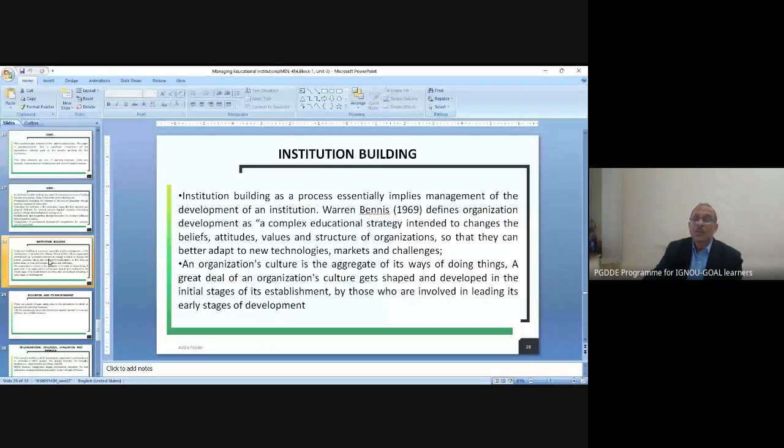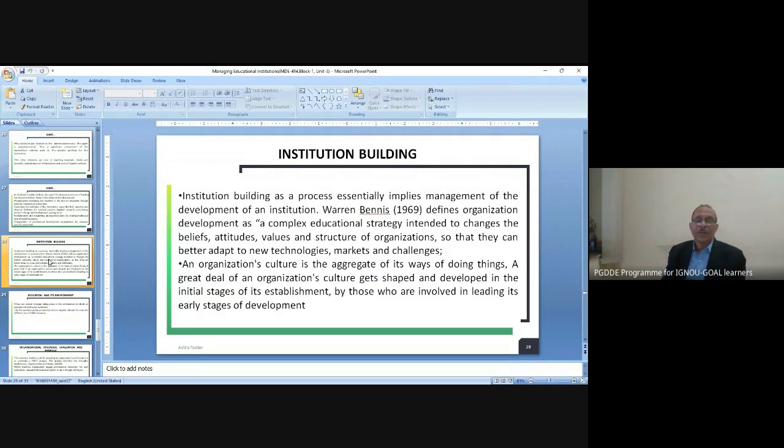A complex educational strategy intended to change the beliefs, attitudes, values, so that they can better adapt to the new technologies and market. That's exactly what you have been talking about so far. I think the last one hour plus is reflected in this definition of Warren Bennis. An organization's culture is the aggregate of its ways of doing things here.